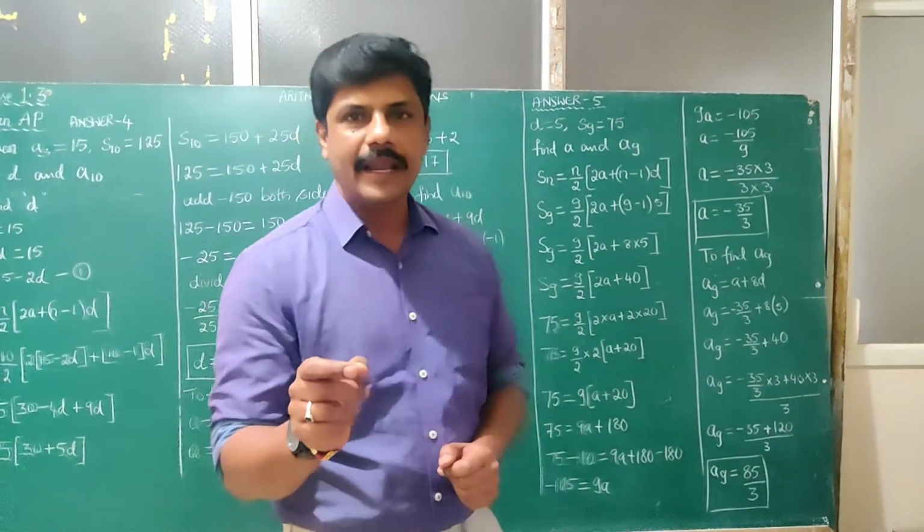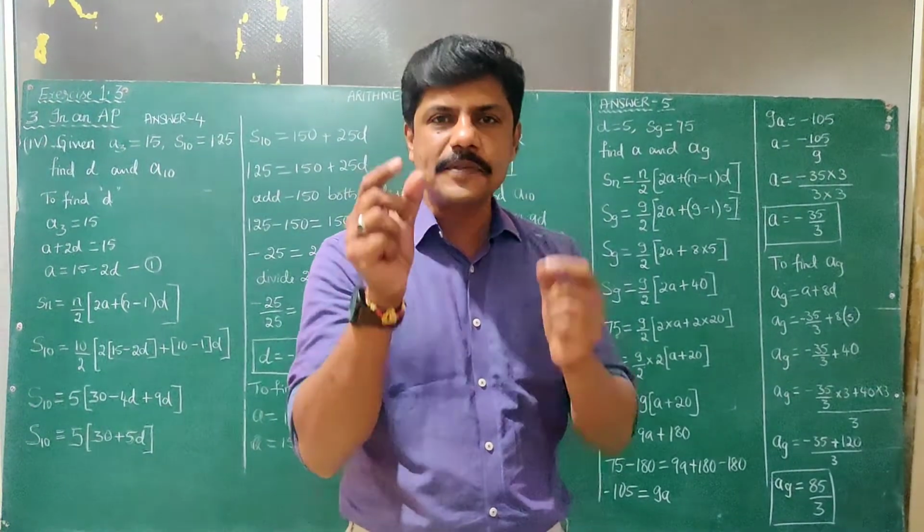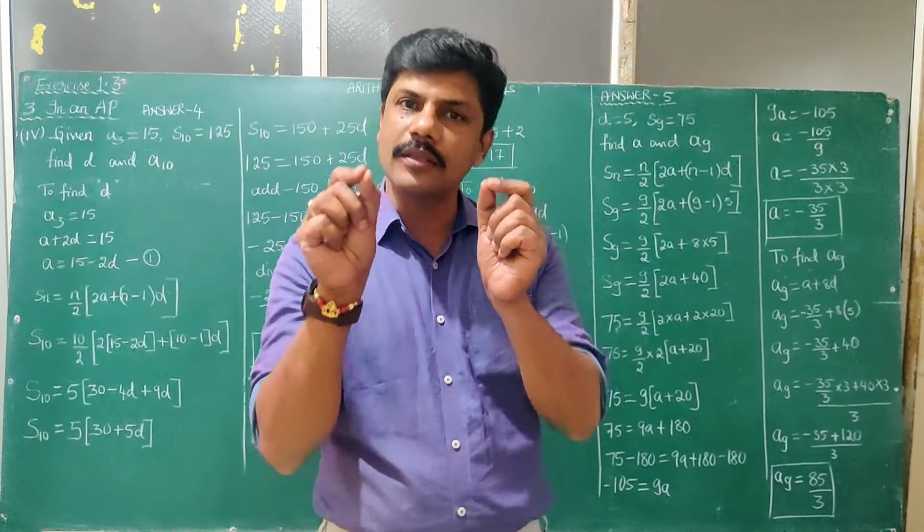Eyeballs are held in position by 3 pairs of muscles. These 3 pairs of muscles help the eyeball to move in all directions.